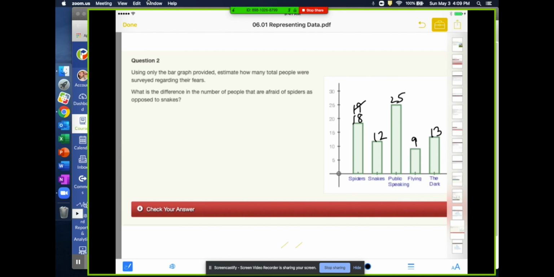So what's the difference in the number of people that are afraid of spiders as opposed to snakes? Well, actually the total is going to be 77 if I add them all up, and then the difference is going to be 18 to 12, which is going to be 6.